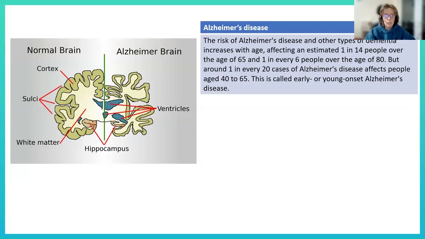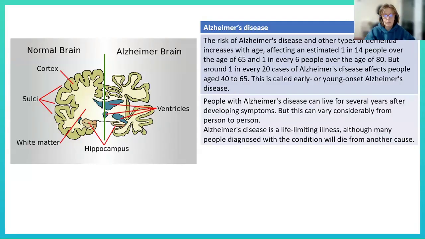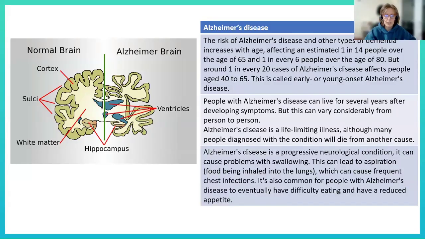There is early or young onset Alzheimer's, where people can develop the disease at age 40 to 65 or even younger. You can live with Alzheimer's for several years, particularly if you develop it at quite a young age, and it's a very life-limiting illness. People tend to die of other things while they've got Alzheimer's, rather than actually dying of Alzheimer's. But it's a good example of a progressive disease.